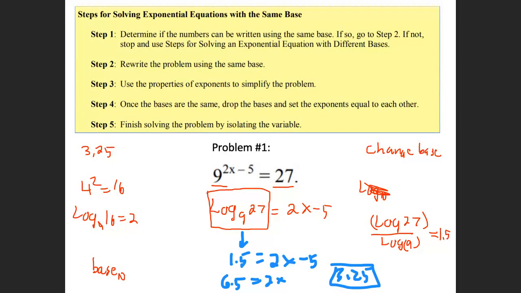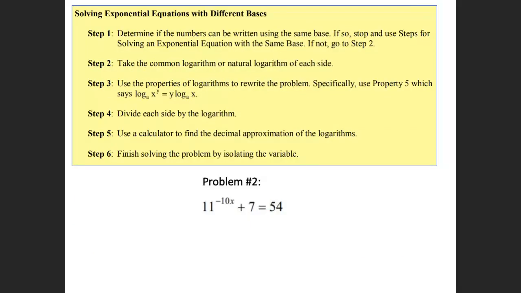So let's try one where you can't get the base to be the same. This problem, there's no way you're going to get the base to be the same. This is problem number 2 on your assessment. My first thing I would do on a problem like this is subtract 7 off both sides. Okay, I'm just going to subtract 7, and I end up with 11 to the power of negative 10x is equal to, what is that, 54 minus 7, so that's just going to be 47.